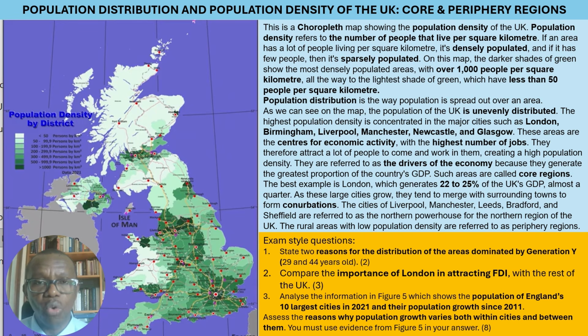Now, what kind of questions are likely to be asked related to this information here? So the first question here says to state 2 reasons for the distribution of the areas dominated by Generation Y. And Generation Y obviously is the people that are aged between 29 and 44 years of age. The first thing that you talk about here would be availability of jobs, because these are the people who form the working part of the population.